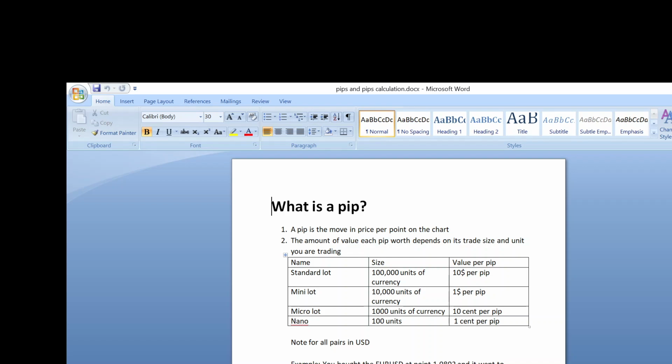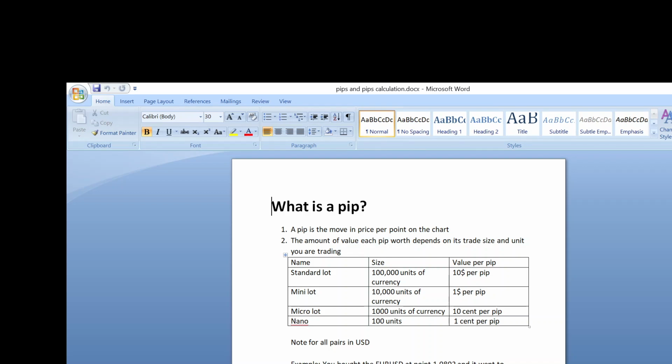To convert this to money depends, one, on the type of account you are using, and two, on the leverage you are using. I'll be explaining everything. If you look at this illustration very well, you can see the standard lot, that is 100,000 units of currency. This also simply means leverage. I just hope you understand what I'm saying.